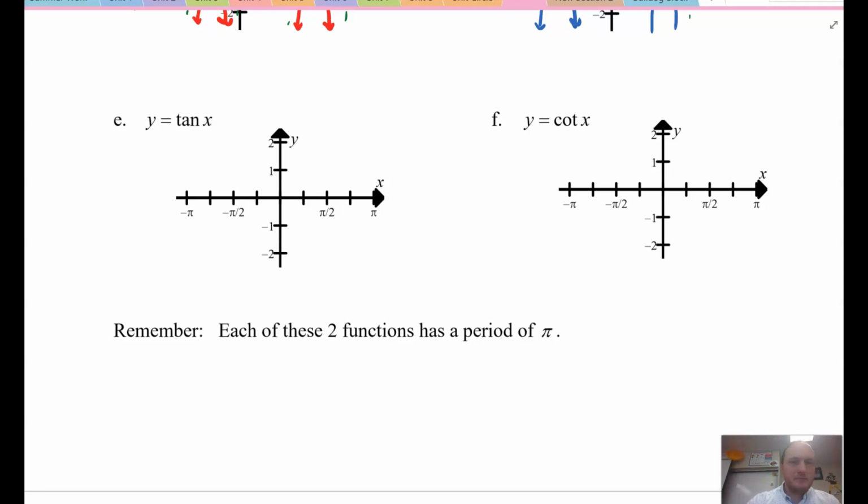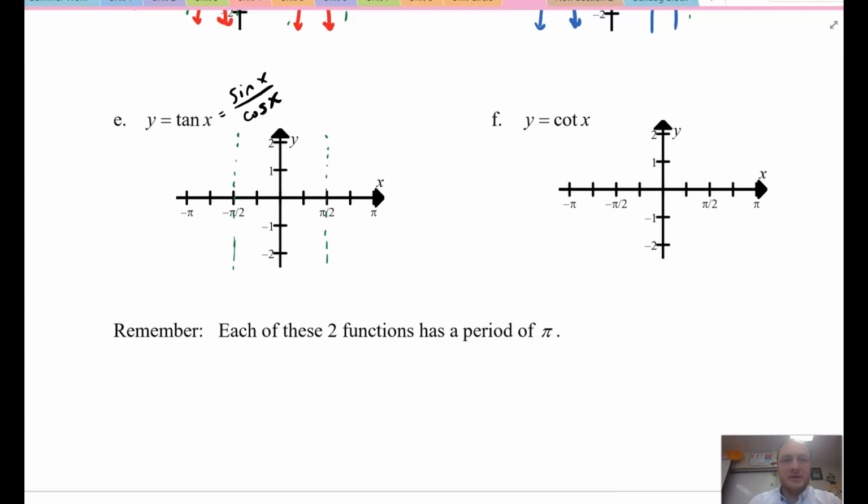Tangent, I'm going to go ahead and rewrite this. Tangent is sine over cosine. Okay, so where is cosine of x going to be 0 is what I'm saying. Well, that's at the north and the south pole of the unit circle, right? Pi over 2 and 3 pi over 2. So we have an asymptote here, and if we're going in the negative direction, negative pi over 2. Okay, so there's our asymptote.